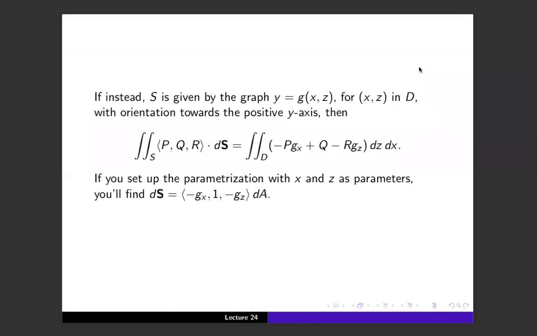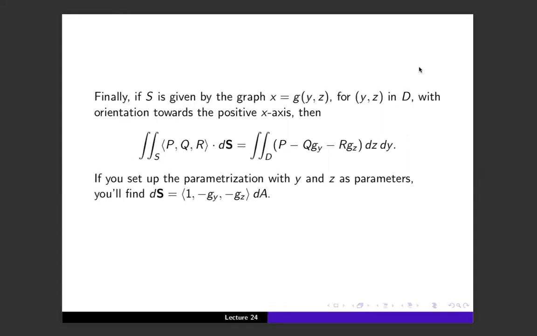Okay, now of course, z doesn't have to be a function of x and y. You could also have that, say, x is a function of y and z, or y is a function of x and z. And the principle is pretty much the exact same thing. If y is a function of x and z, then the cross product is negative g_x, 1, negative g_z. And if S is given by x equals g(y,z), then again it's the same basic idea: 1, negative g_y, negative g_z. So it's the same basic idea that we saw before, just with different variables as need be.